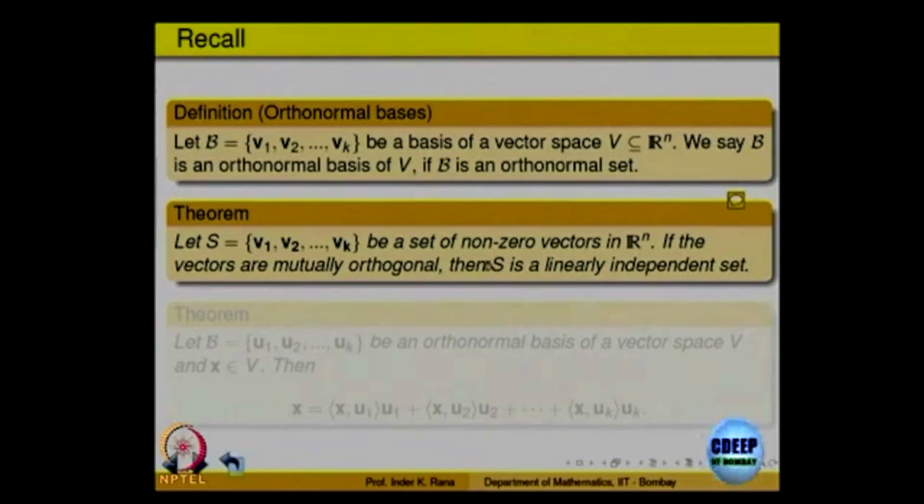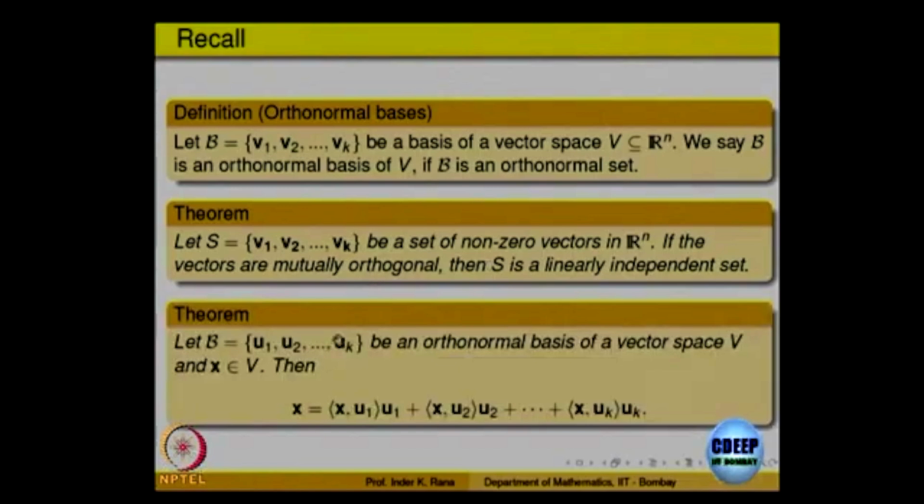The advantage of an orthonormal basis was that given any vector x in the vector space, you can immediately write down those scalars alpha 1, alpha 2, alpha n such that x is a linear combination of the basis elements. Those scalars come out to be the inner product of x with u1, x with u2 and so on. So coordinates of a vector are immediately known once you have an orthonormal basis. That was the advantage.